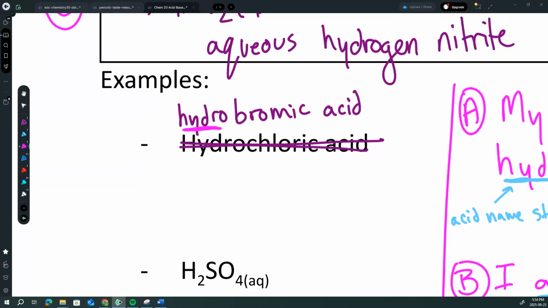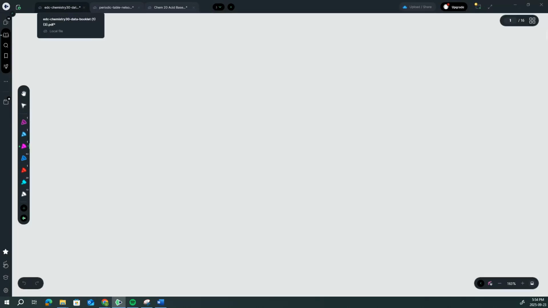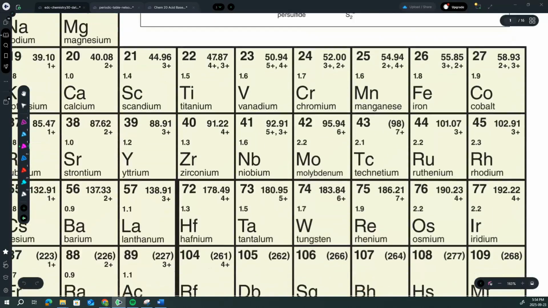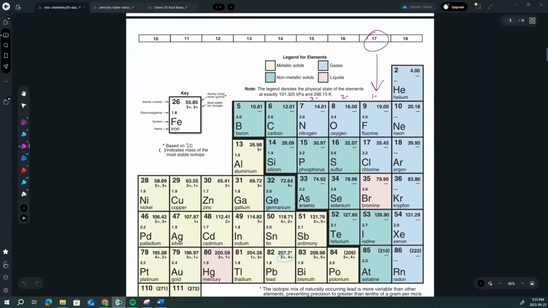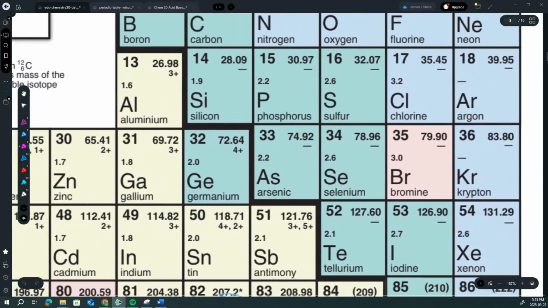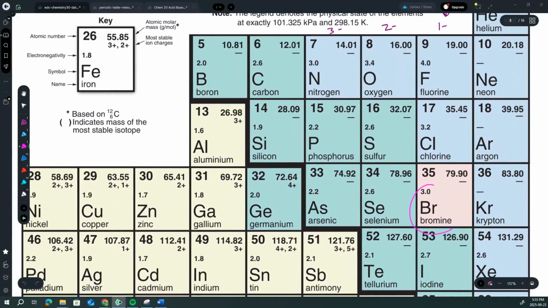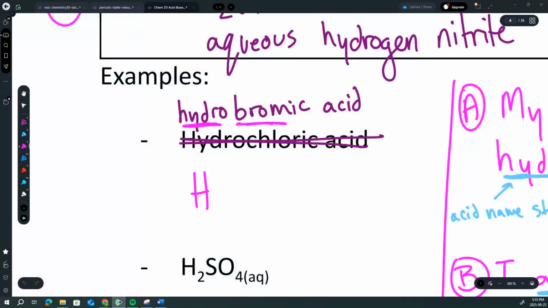Okay, so hydro means that it's hydrogen with only one other element. So I have H, and then brom. What kind of element does that sound like? If we go to our periodic table, we know that hydrogen with only one other element, the element usually comes from group 17. And brom from bromic sounds a whole lot like bromine. So then this is just HBr.